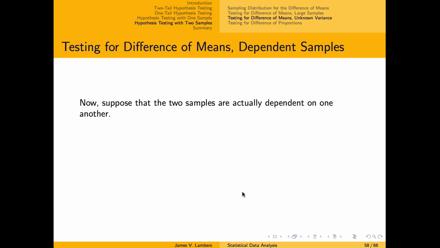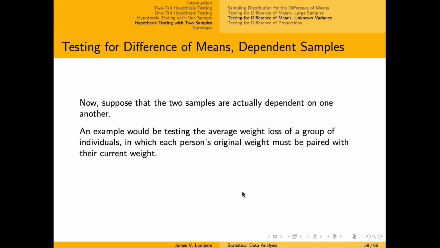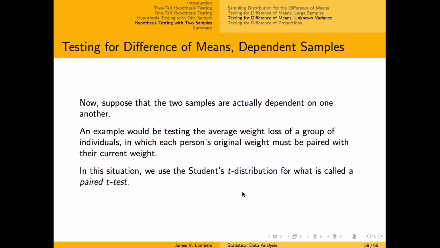We now consider a case where the samples are actually dependent on one another. That is, each observation in one sample is associated with a specific observation in the other sample. For example, suppose we are tracking weight loss. We want to determine whether the average weight loss is statistically significant, so we need to match each individual's current weight with their previous weight for the study to have any validity.